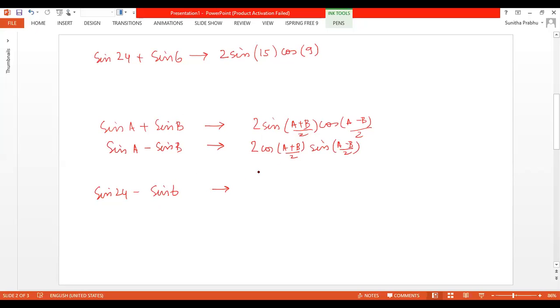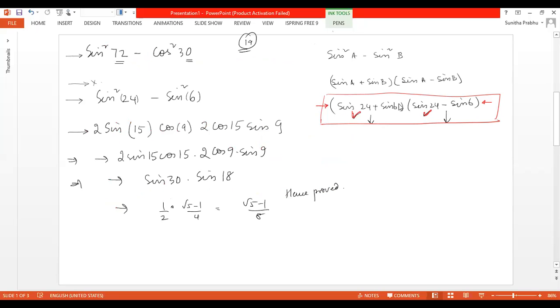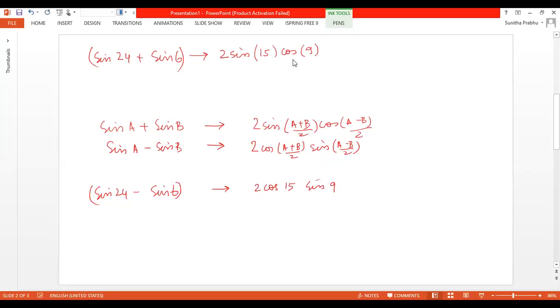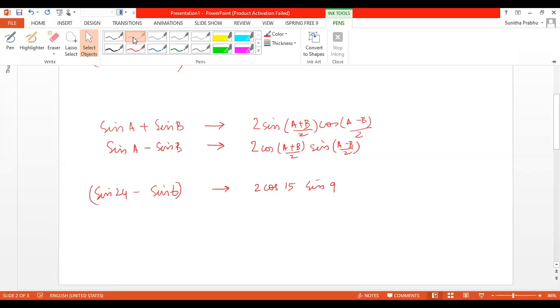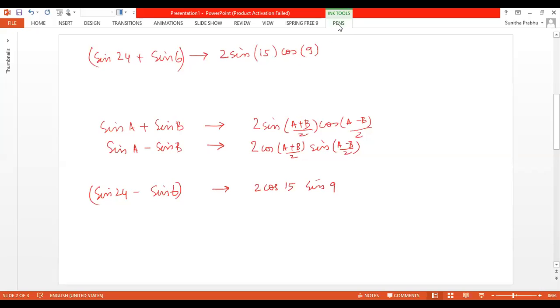Tell me, Kushi or Rakshita. 2 cos 15 and sine 9. So we have this into this one, right? That's what we had, right? Yes, sir. We have to multiply these two. So now what we have is we have this guy and side by side, 2 cos 15 sine 9. This is what we have with us.